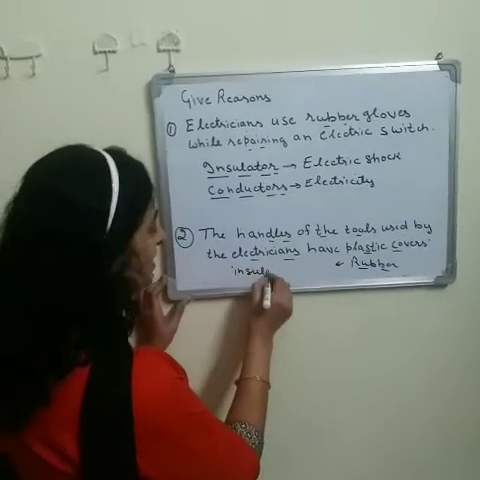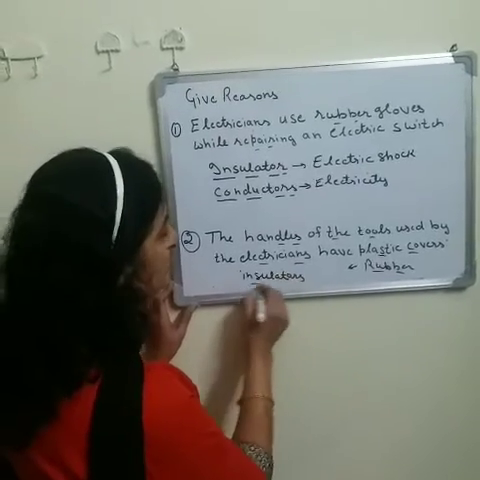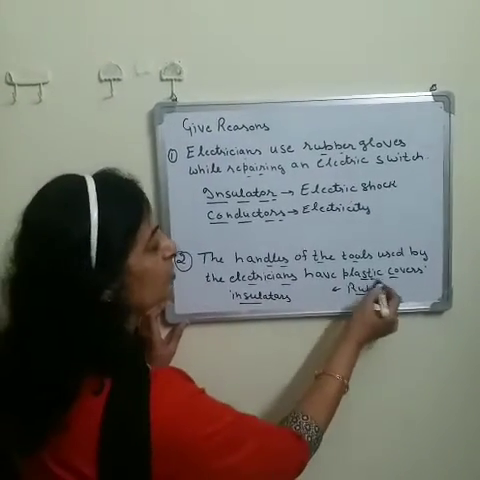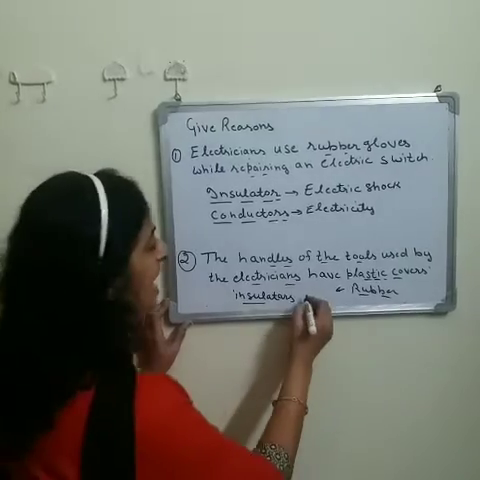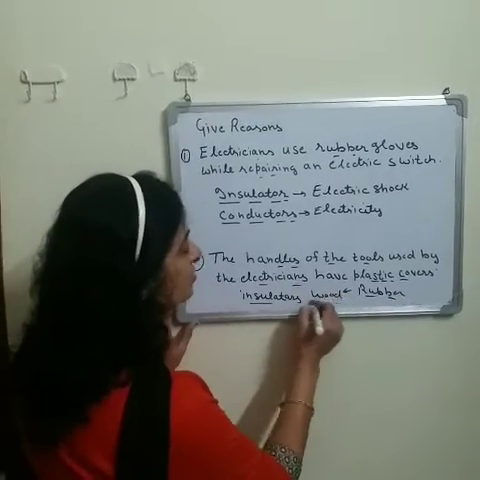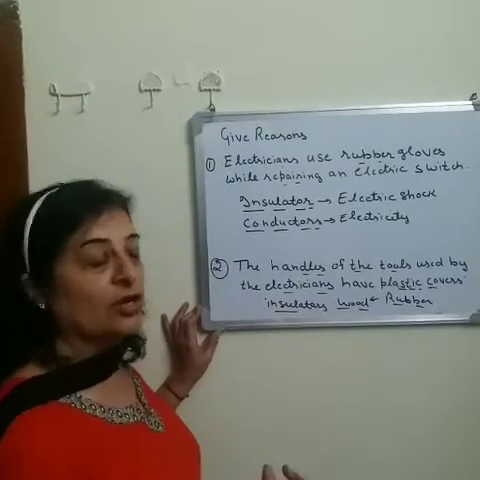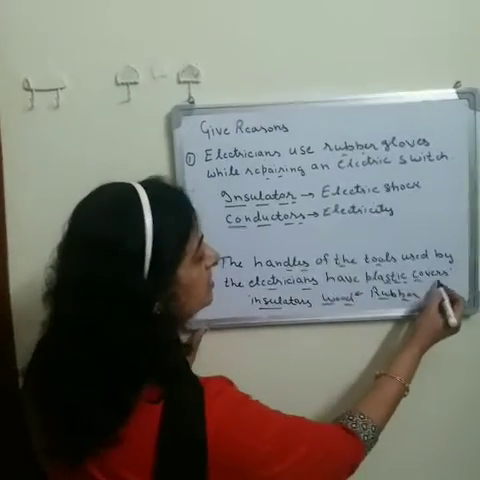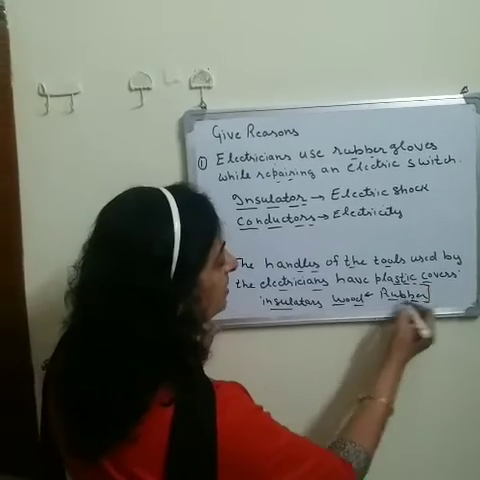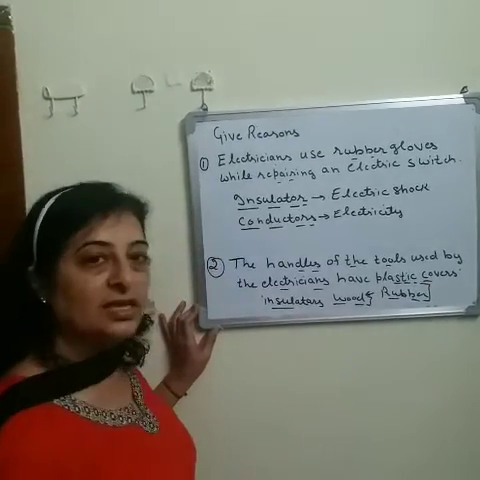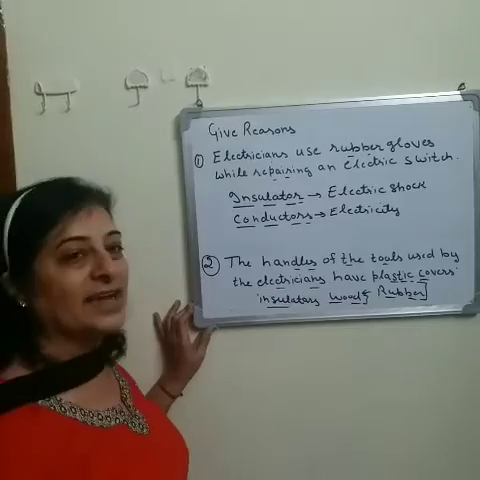Yes. And can you name the insulators? Rubber is an insulator, plastic is an insulator, and wood is an insulator. So when we have to handle any electrical object, we should use plastic, rubber or wooden objects, so that we will not get an electric shock.